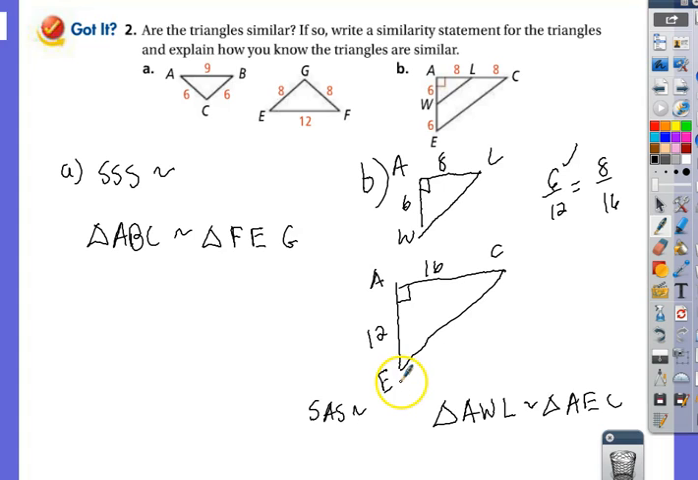That make sense? Any questions about that stuff? Because this is the easy stuff. All right, moving on.